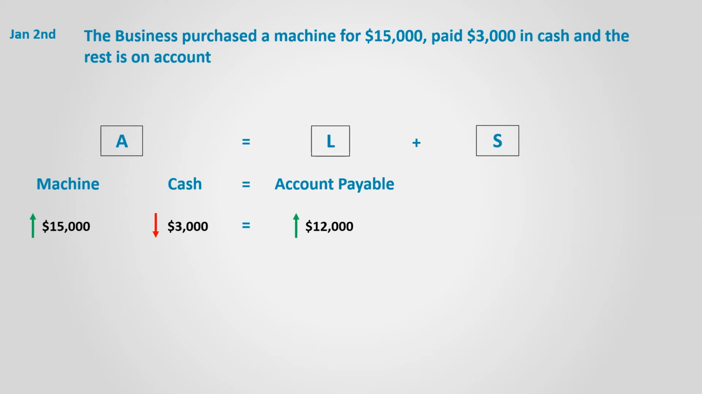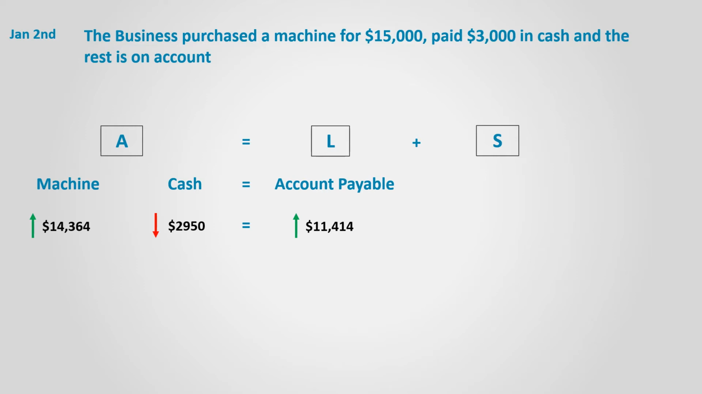But what if the values are not that straight and simple? I mean, rounded up. Let's assume different values. Let's say the machine is for $14,364 and that the business paid $2,950 in cash and the rest on account. It would be difficult to make sure that both sides balance without placing them side by side and checking the sum.